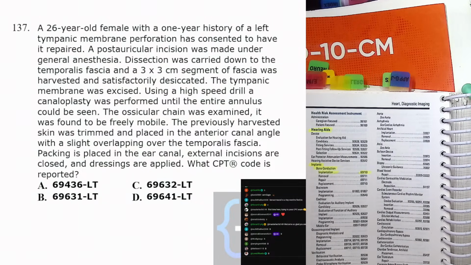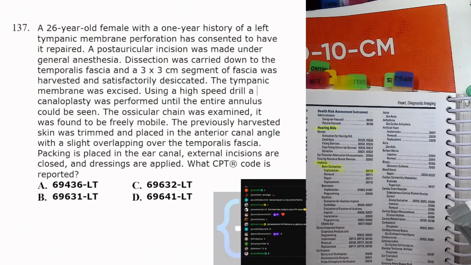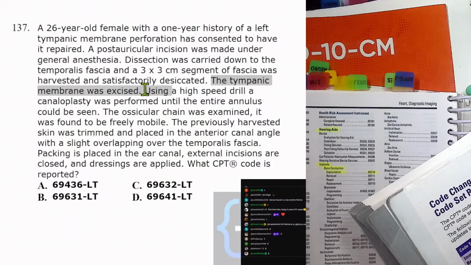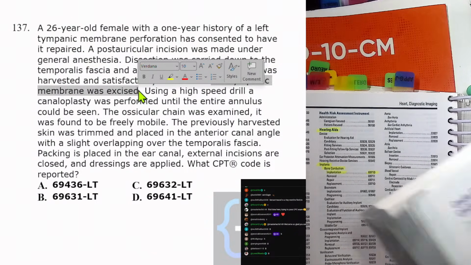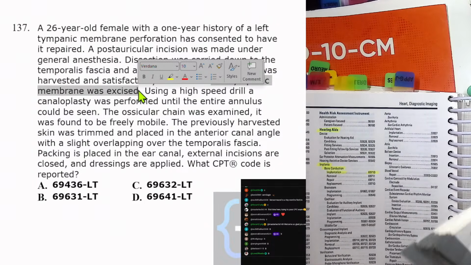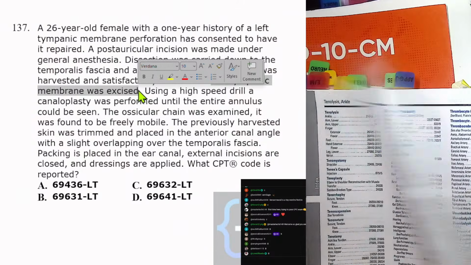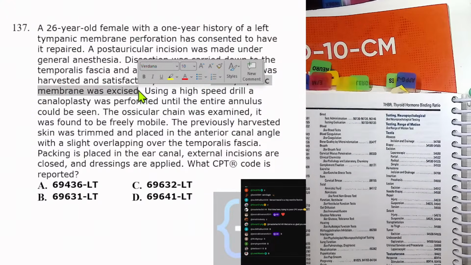What do you guys think is the answer for this one? Everybody's got B for this one. We've moved on to the ears, right? If we go look in our index in the back, the name of our surgery is helpful to know. When we go to the tympanic membrane and we excise it, that is called what? That's the name we're going to look up in the back of the index.